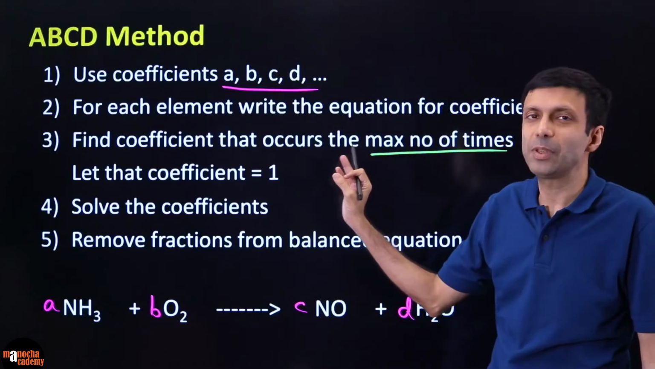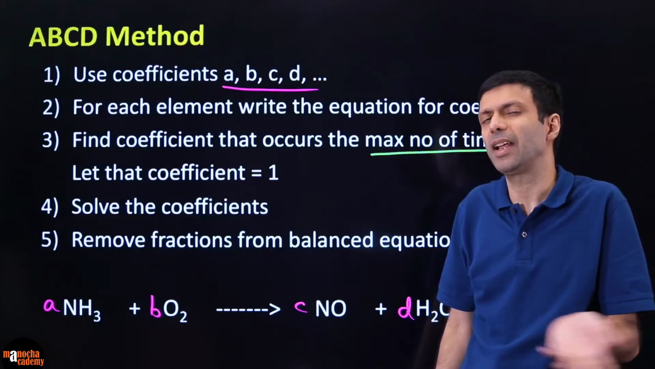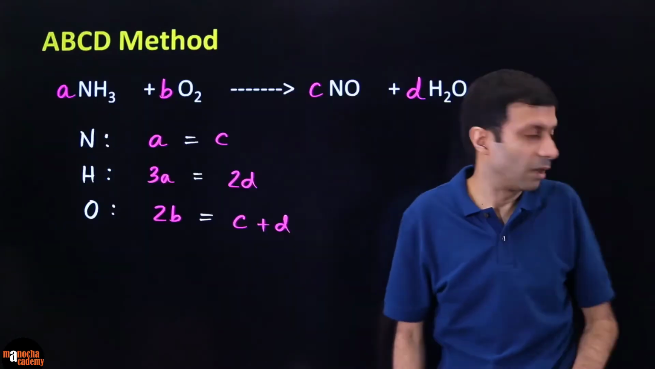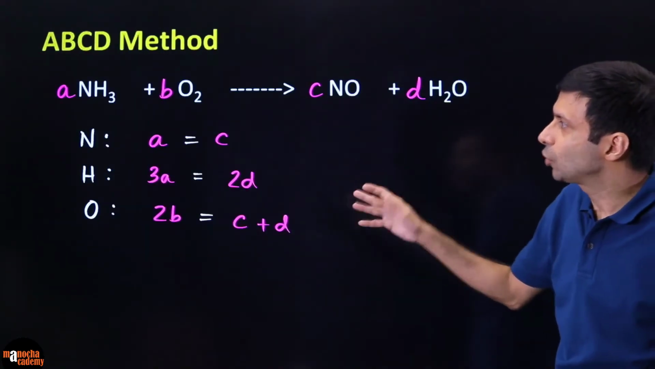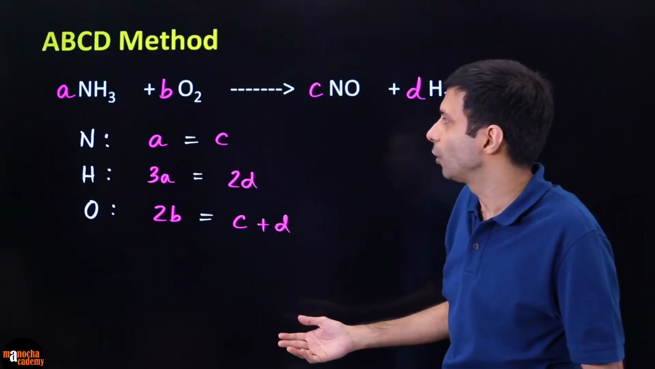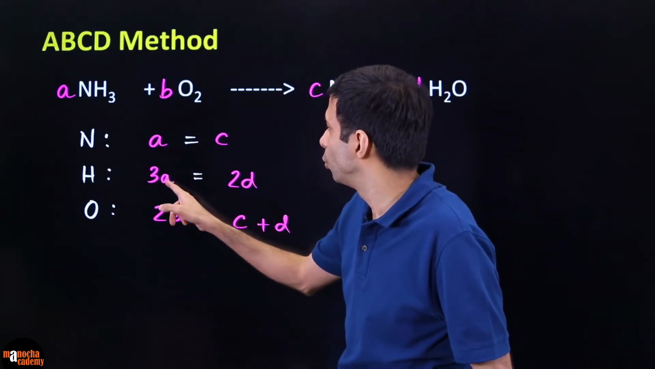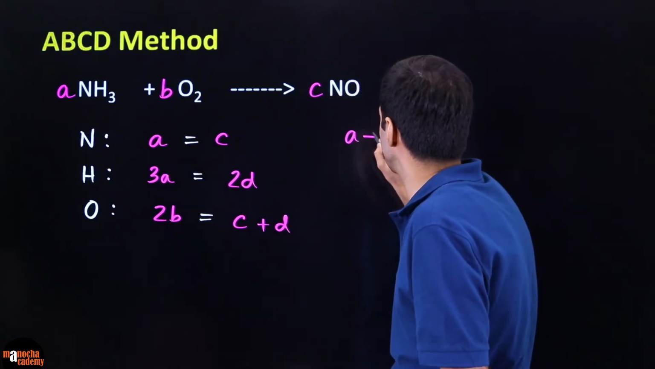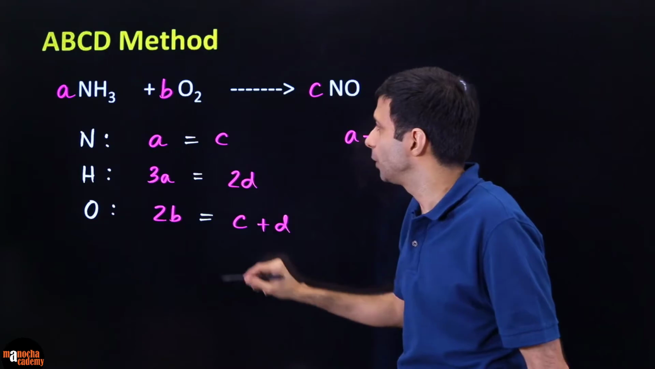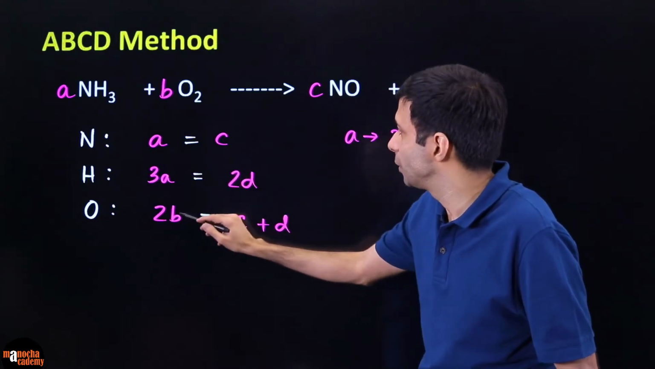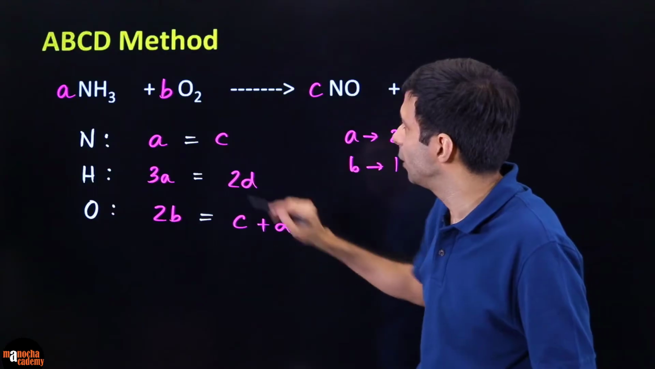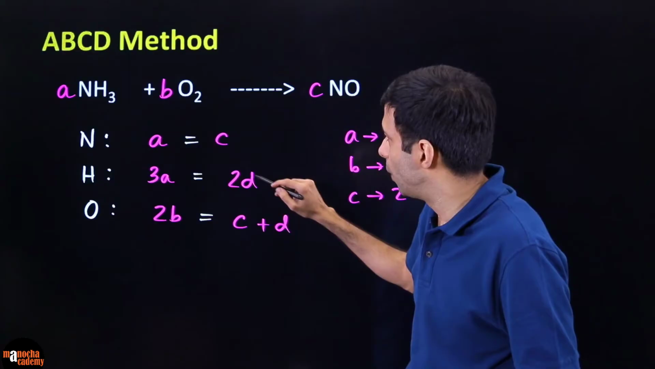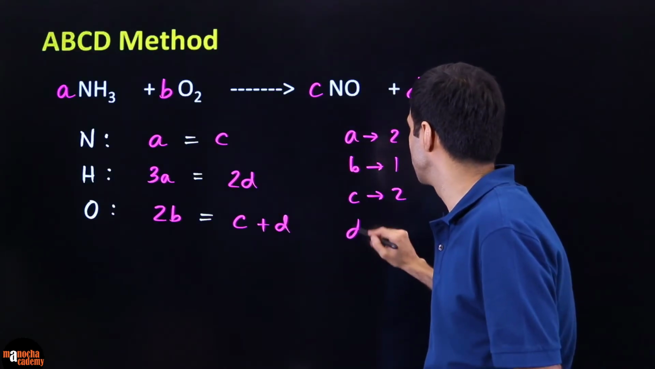So the logic of this step is, rather than randomly selecting A as 1, B as 1, setting any of them as 1, you select the one that occurs the maximum number of times. Now in these equations, which coefficient occurs the maximum number of times? Let's take a look. A occurs 2 times. So if we take a look here, the coefficient A occurs 2 times. The coefficient B occurs in all these equations only once. Coefficient C occurs 2 times. Coefficient D also occurs 2 times.